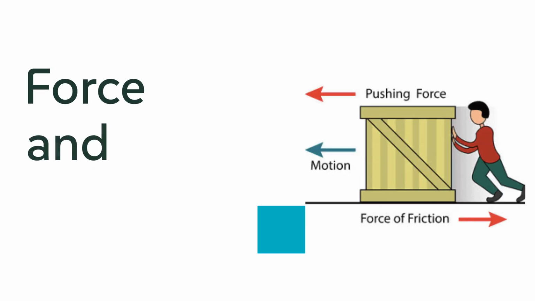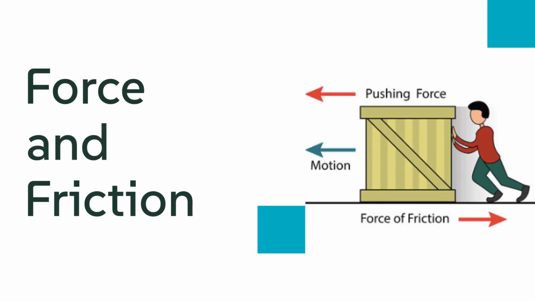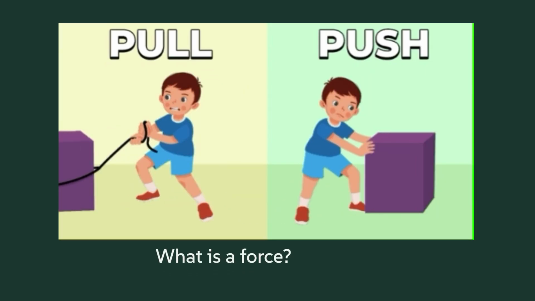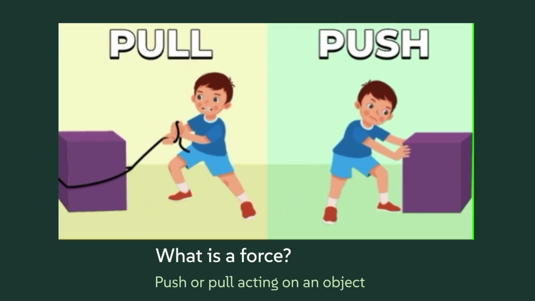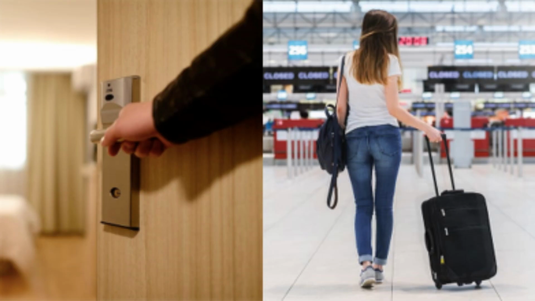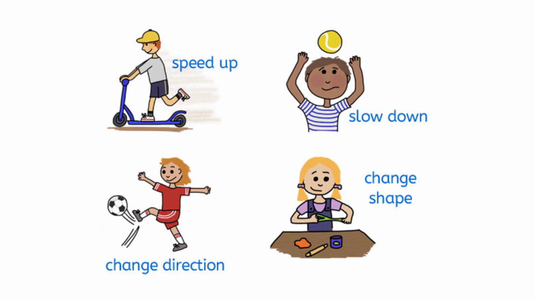Force and friction are two basic but very important concepts in physics that explain how objects move or stay still. A force is simply a push or pull acting on an object. When you push a door to open it or pull a bag toward you, you are applying force. Force can change the shape, speed, or direction of an object.